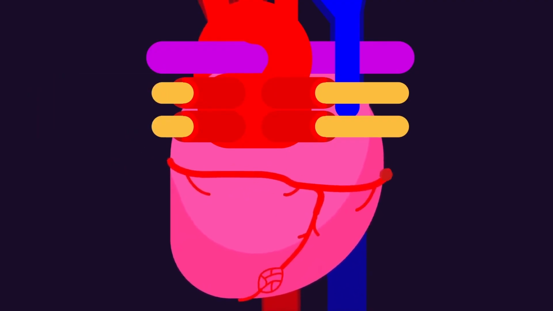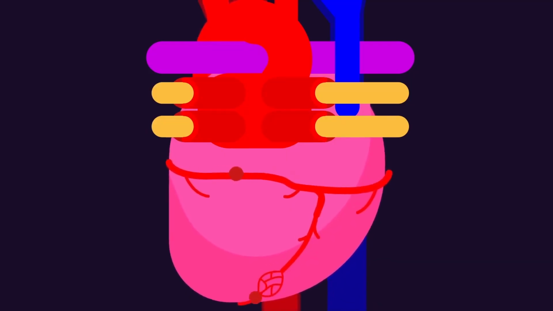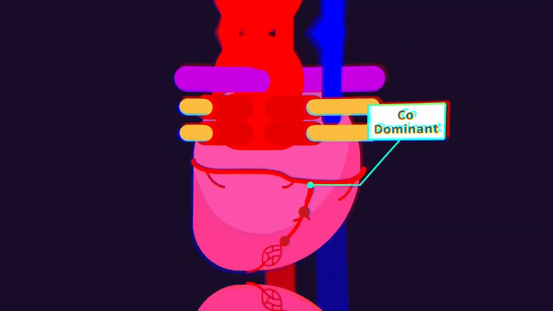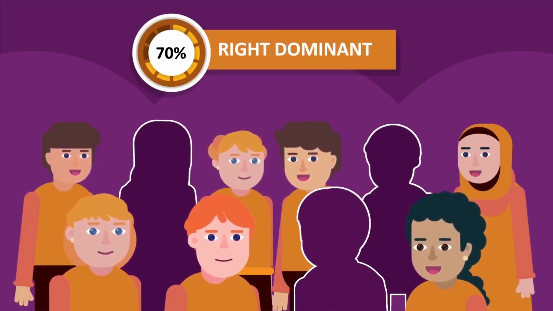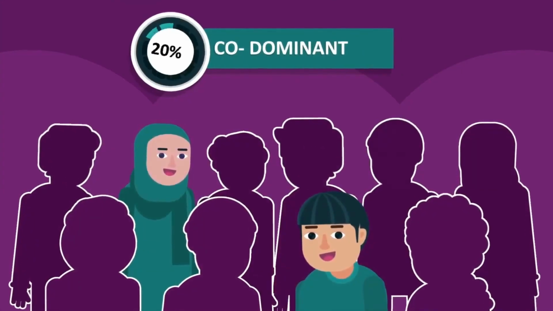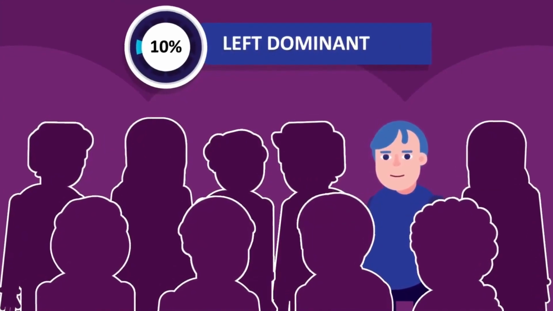If the posterior descending artery is supplied by both the right coronary artery and the circumflex artery, then the coronary circulation would be classified as codominant. The usual picture of the population suggests that 70% of the people are right dominant, 20% codominant, and 10% are left dominant.